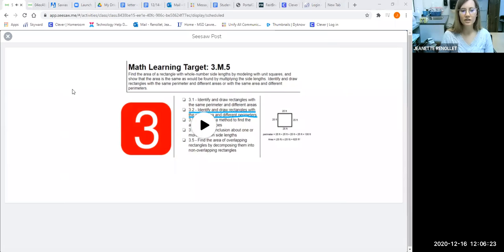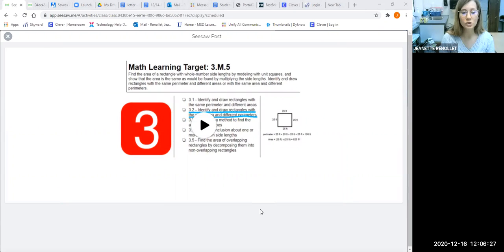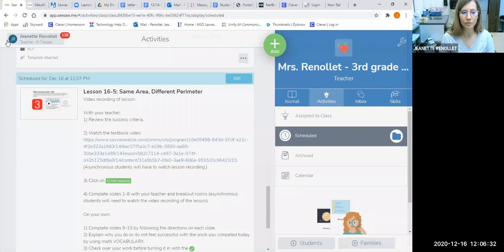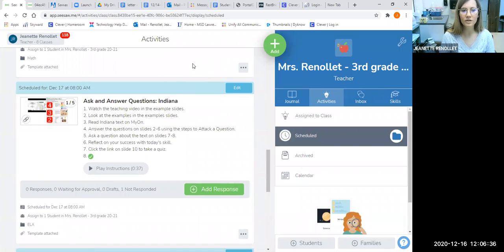Awesome. So as Senor Mejia is sharing, we're going to work on identifying and drawing rectangles and finding the area and perimeter. Okay, we've got a few more friends joining us. Welcome. Today we are focused on area and perimeter.